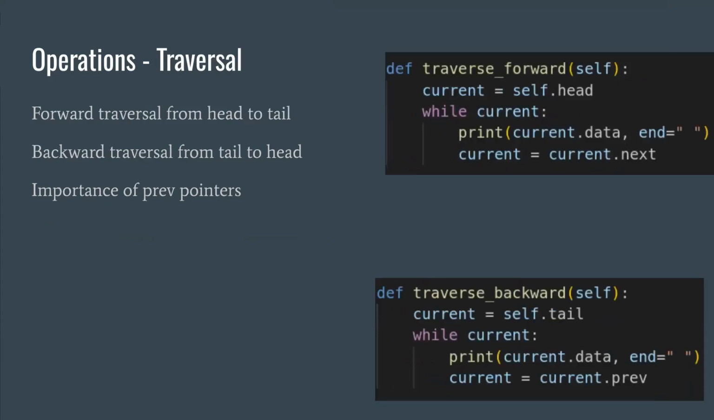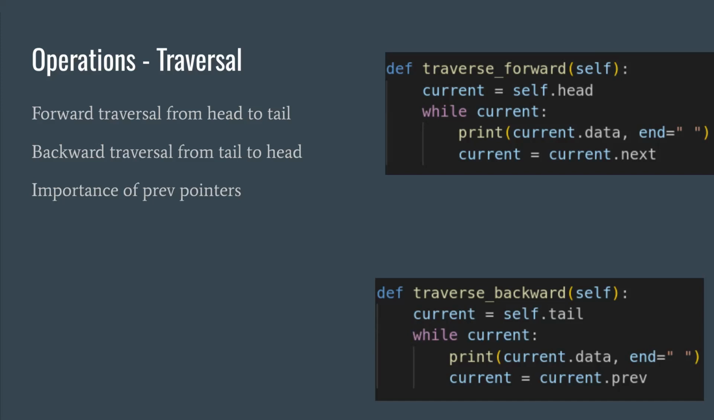Now let's look at traversal operation. Unlike singly linked list, traversal in a doubly linked list is unique because we can traverse in both directions, forward from the head to the tail and backward from the tail to the head. So this bi-directional traversal capability is useful in applications where reverse navigation is required. I guess one example we can think of is a web browser's history.